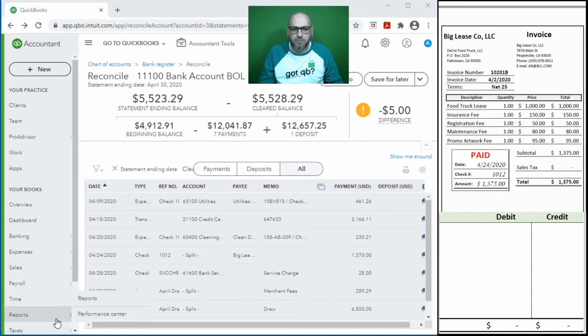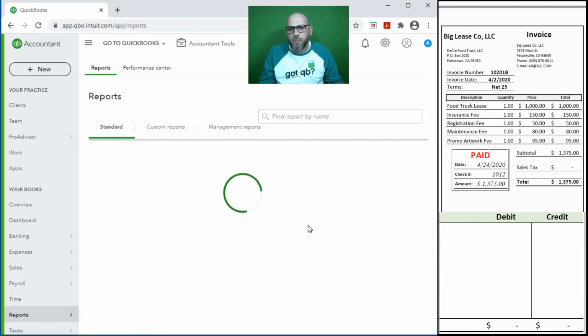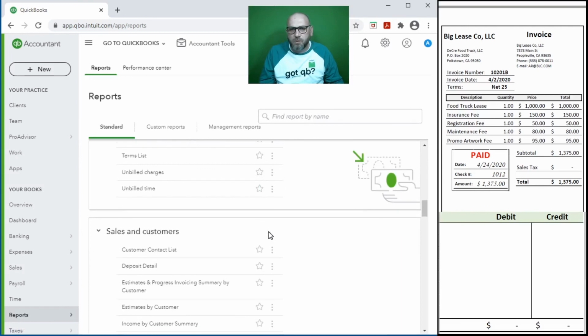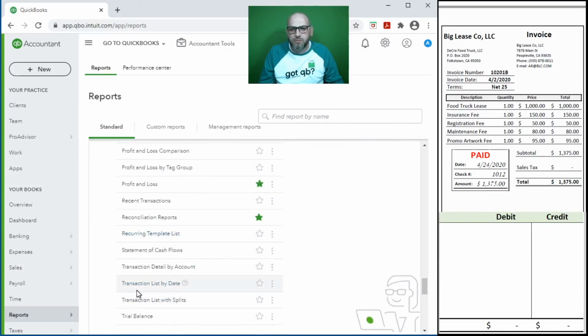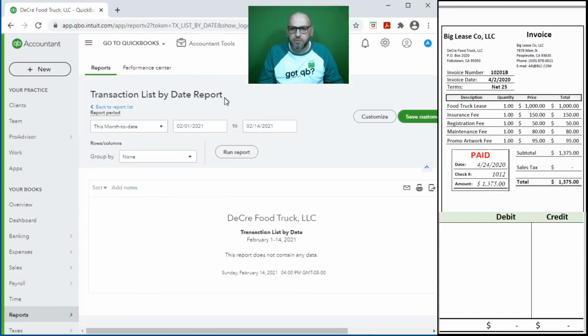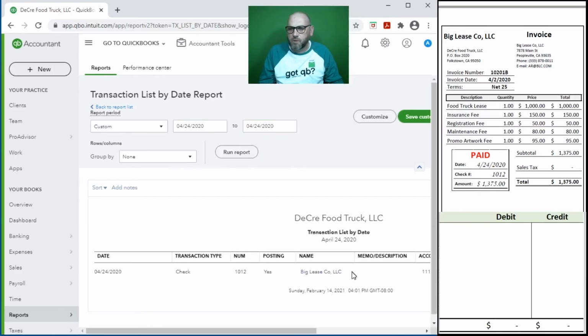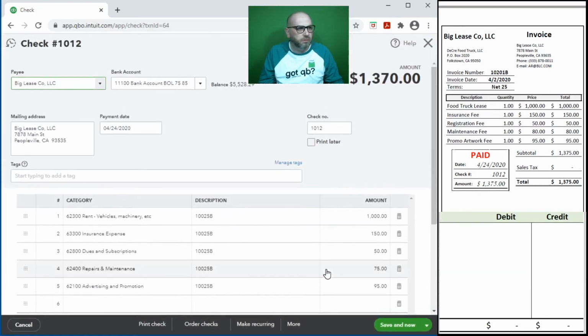So how do we take a look? We go to our reports. All right. All the good reports are under My Accountant, right? So we're going to go transaction list by date. That's in this case probably going to be the easiest one. The date at 4/20. Okay, here it is. Let's take a look at our transaction.